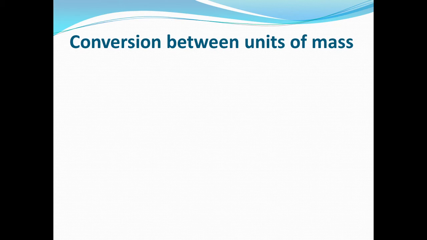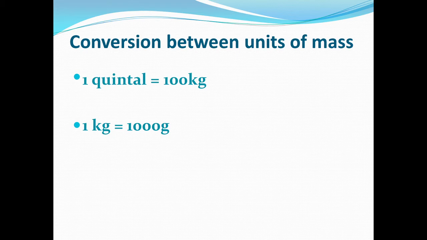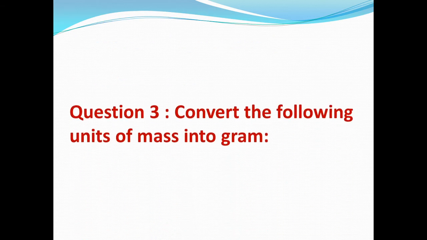Now we have studied in earlier videos conversion between units of mass. We can convert one system of unit to another by using the relation 1 quintal is equal to 100 kg, 1 kg is equal to 1000 gram, 1 gram is equal to 1000 milligram. Let's begin numericals of units of mass conversion.